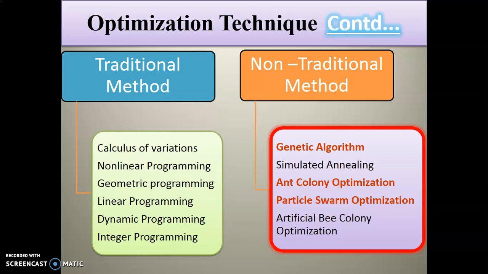Calculus of variations, nonlinear programming, geometric programming, linear programming, dynamic programming, integral programming. These all are traditional techniques, and we use some mathematics and some fixed constraints, and they give us a fixed result every time. Whenever you calculate, you will get the same result. Whereas non-traditional methods always have some randomness because they are based on stochastic optimization, like genetic algorithm, simulated annealing, ant colony, particle swarm, artificial bee colony optimization. Because they are stochastic methods, they always try to optimize the solution, but they do not guarantee that every time they will give you the same solution.